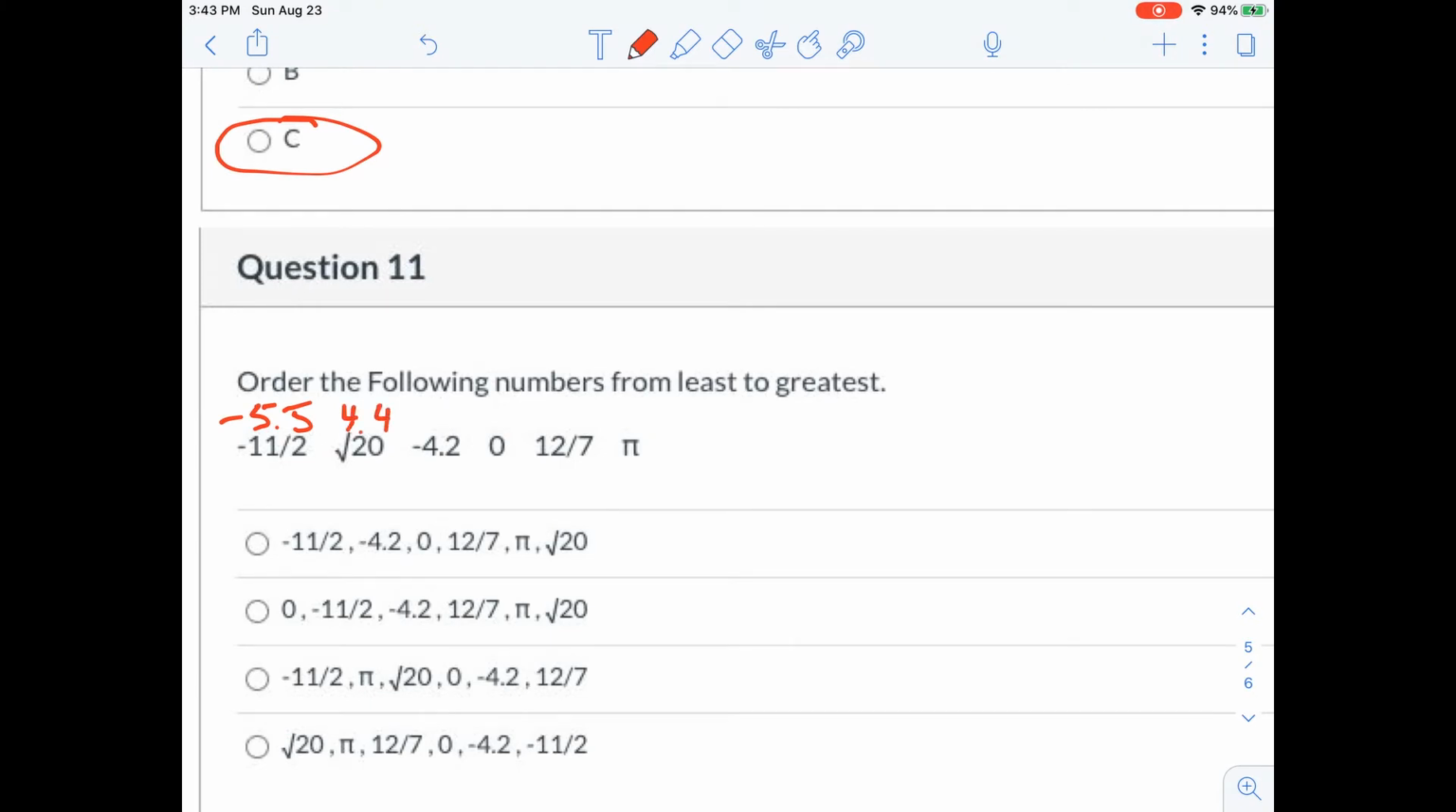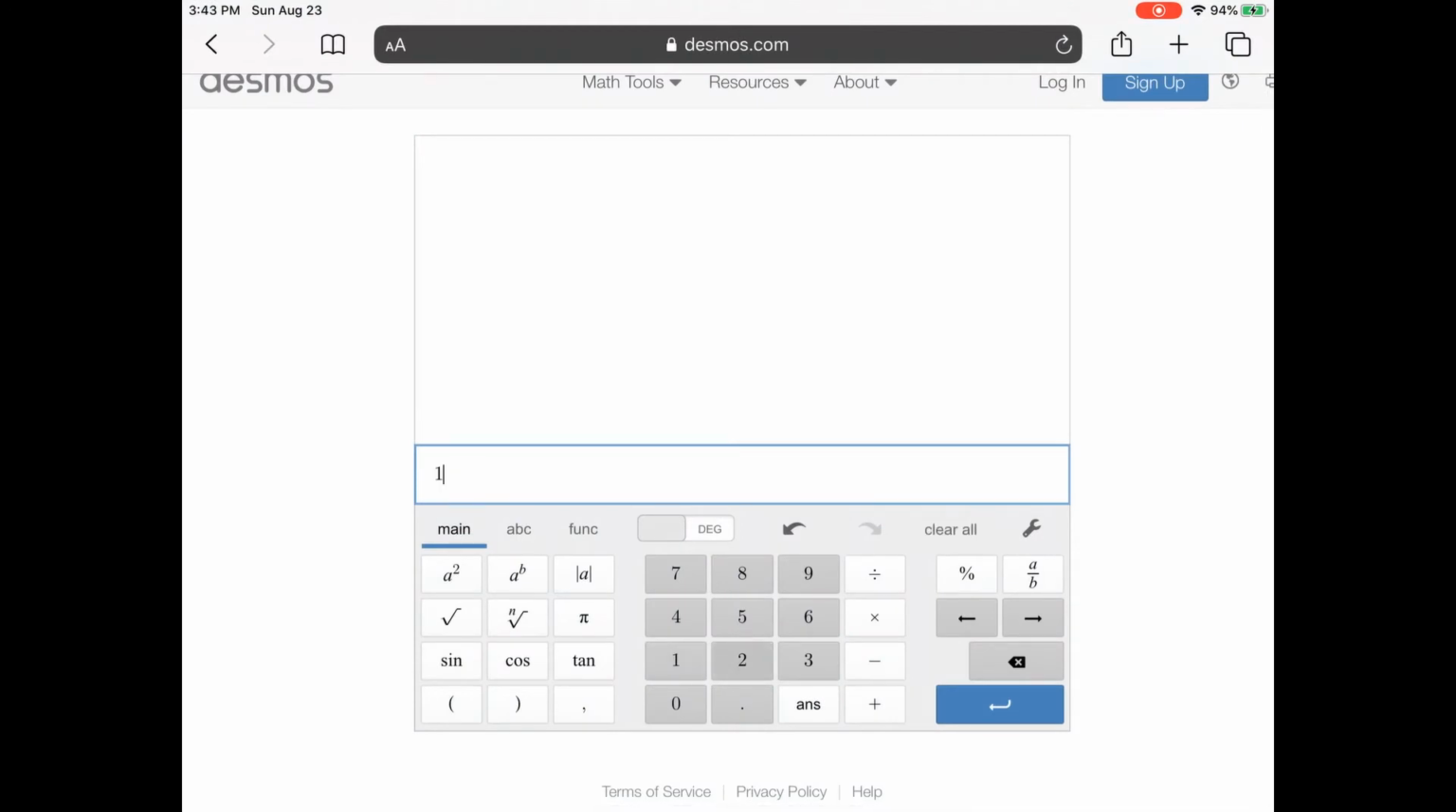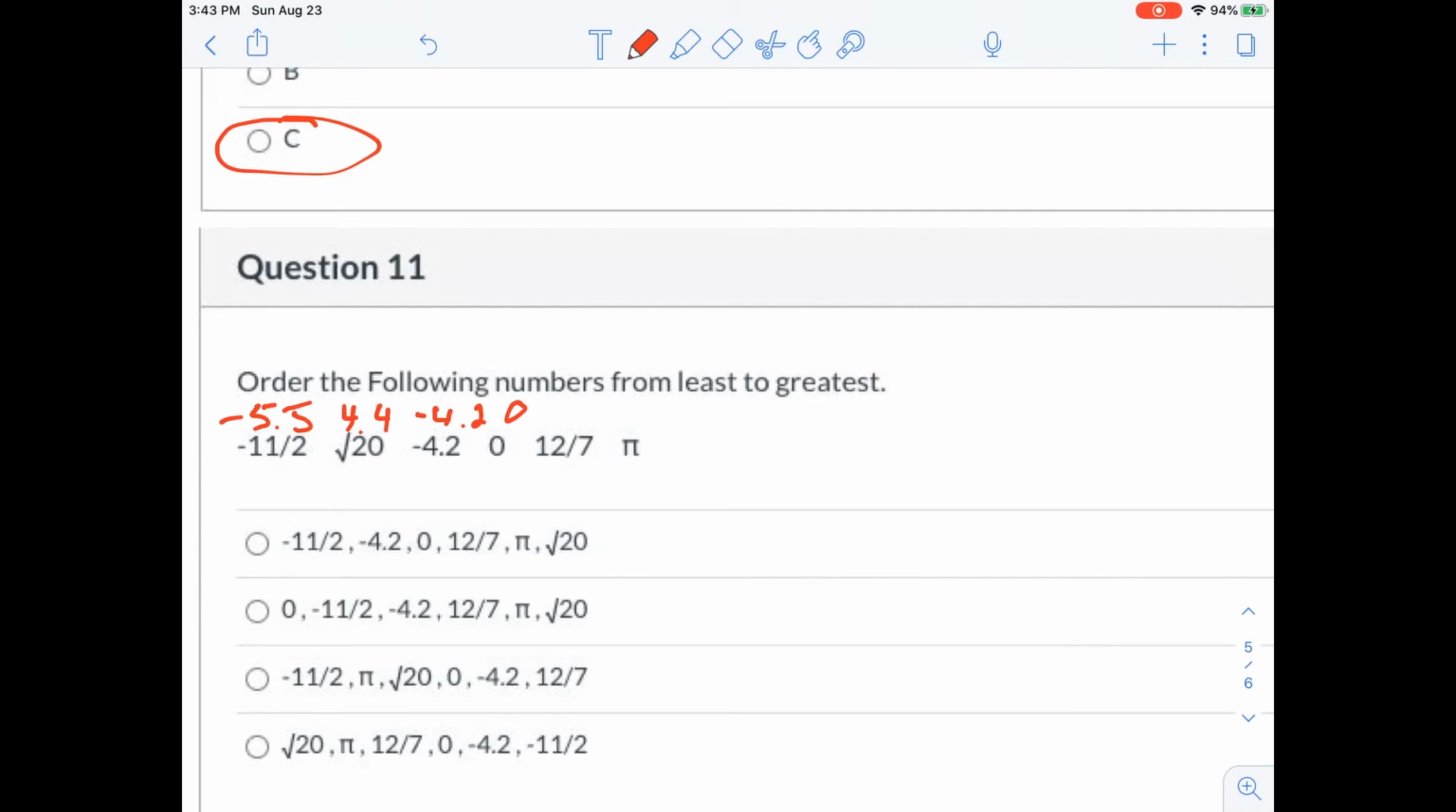Negative 4.2 is already written as a decimal. 0 is written that way too. And then I got to do 12 divided by 7, which gives me 1.7. And then pi, I'm going to estimate it as 3.14.